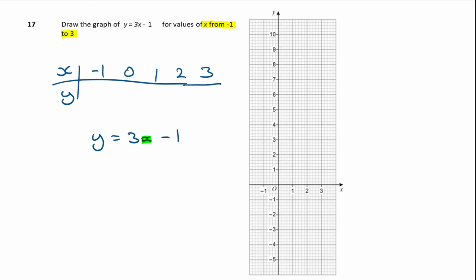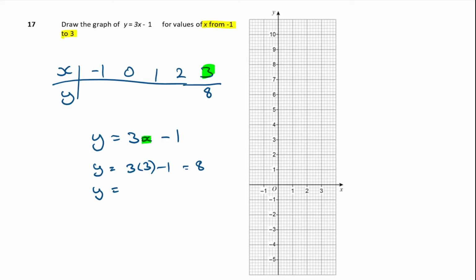Now, sometimes it's easy to start at the positive end and work downwards. So I'm going to start with a 3, put that in first, and then go through my list backwards. So when x is 3, then I've got y is equal to 3 lots of 3 minus 1. 3 times 3 is 9, take away 1 is 8. So 3 goes with 8.